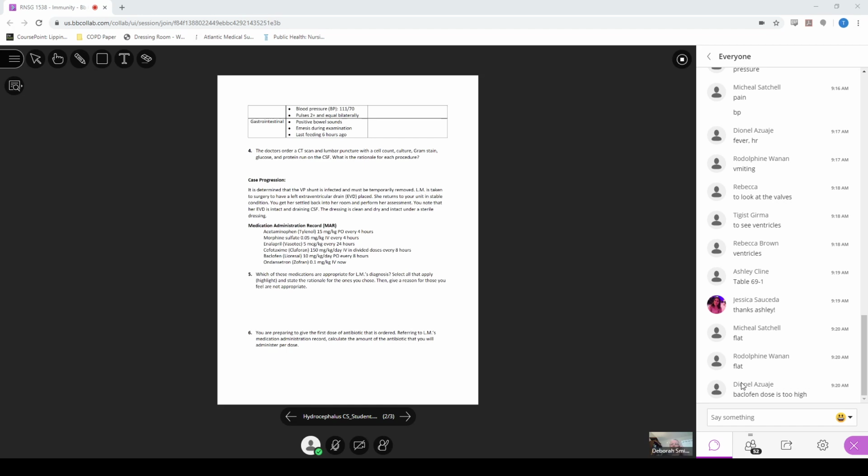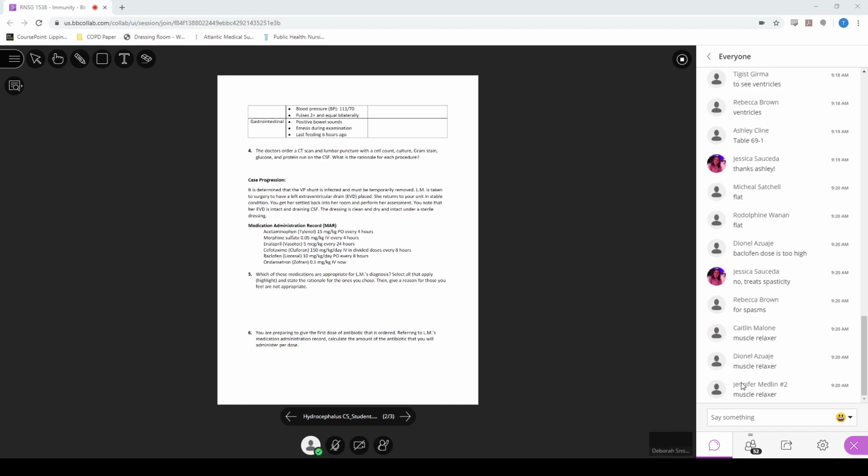Baclofen, exactly. It's not that the dose is too high. Is baclofen indicated? What is baclofen, and what is it indicated for? It's a muscle relaxant. So that is not an appropriate drug for this patient. What else? Anything else that would not be indicated for this patient?